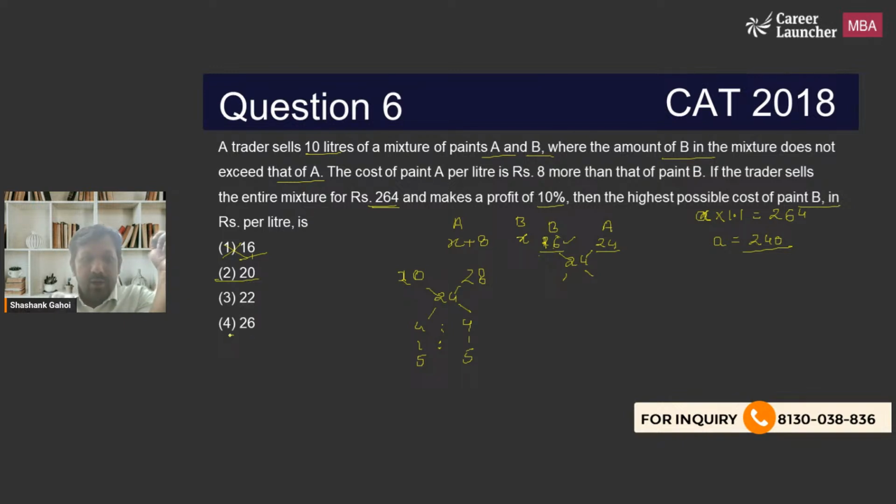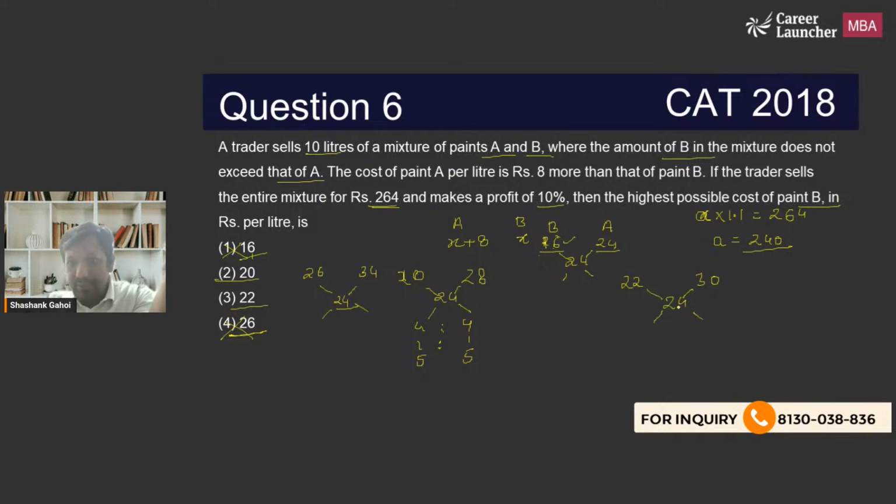Now 26 can definitely not be the answer, because if the price of B is 26, then the price of A is going to be 34. In whichever ratio I mix these, my final average is never going to be 24. So 26 cannot be the answer of this question. So reject it. Now let's take 22. So B is 22, then A should be 30. Final average price is 24.